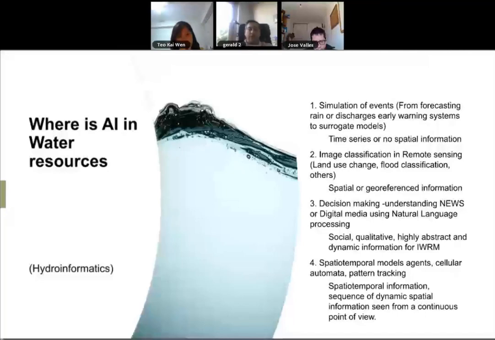And number four, of the ones that I am aware of, some of these applications, is the spatiotemporal models. So let's say agent models, cellular automata models, pattern tracking. So how can spatiotemporal information of a dynamic nature be seen and be used for replicating what is happening in real life?